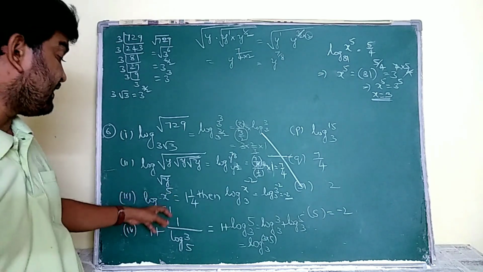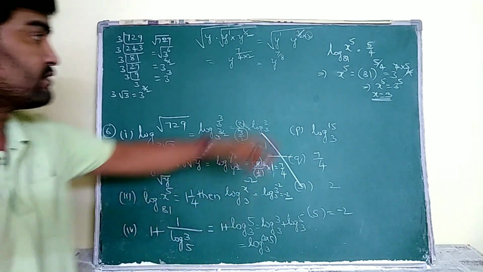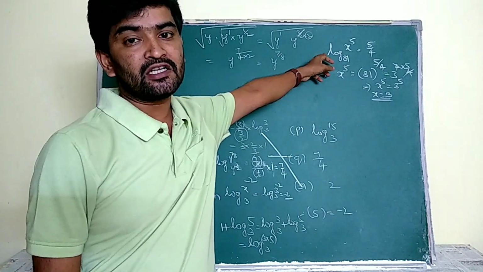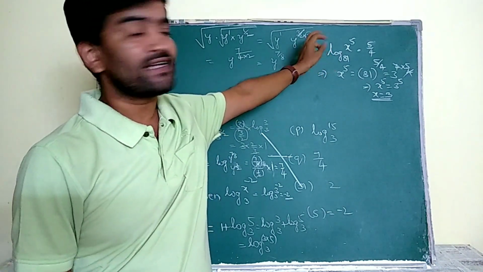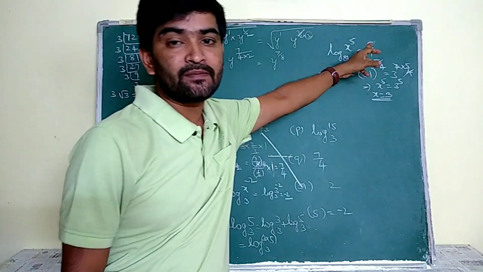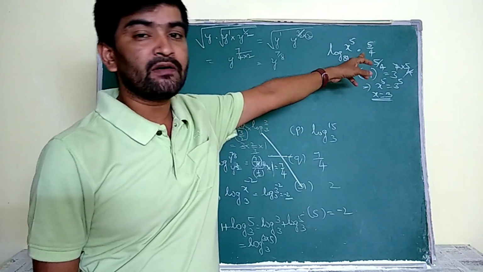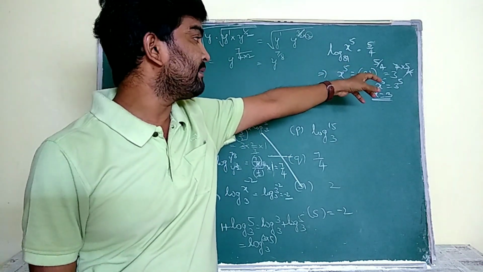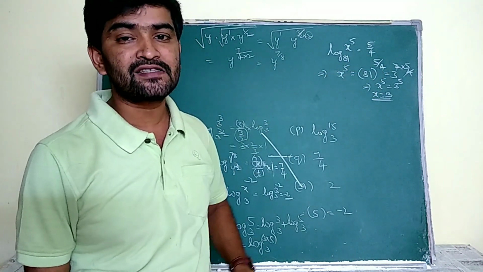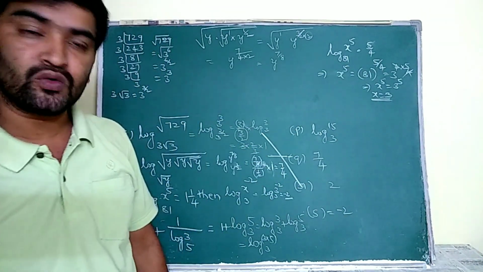Log x power of 5 base 81 is equal to 1 and 1 by 4. 1 and 1 by 4 means 5 by 4. See, it is in the logarithmic form. Write it in the exponential form. X power of 5 is equal to 81 goes and becomes the base of that 5 by 4. So 81 to the power 5 by 4. 81 means we know that 3 power of 4, and 4 are going to be cancelled. So x power of 5 is equal to 3 power of 5. By that x is equal to 3.